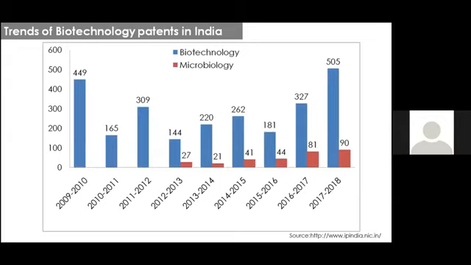It says that there is an increasing trend from 2012-13 to 2017-18 of granting patents of the nature of biotechnology and microbiology. If you see, from 27 to 28 microbiology related patents were granted in 2013-14, which has increased to 81 and 90 in 2017 and 2018. So this is a trend of biotechnology and microbiology patents in India.